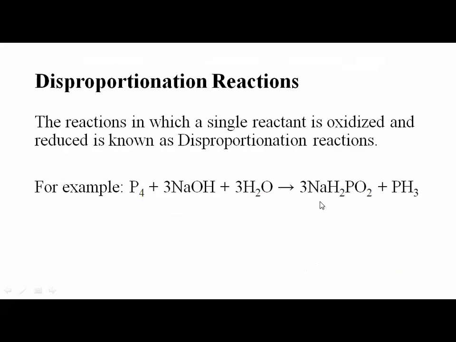Next one, disproportionation reaction. The reaction in which a single reactant is both oxidized and reduced is known as a disproportionation reaction. P4, find the oxidation state. Elemental oxidation state is 0. Here, can you find it for phosphorus?